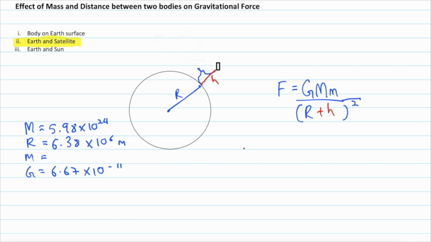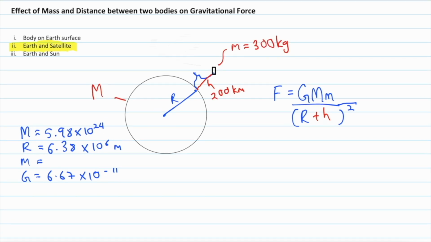Now let's add some values and figure out how we can use this formula with actual values. We know that the mass of the Earth, big M, equals 5.98 times 10 to the power of 24. The satellite has a mass of 300 kg and it's hovering 200 kilometers above the Earth's surface. Now we have to find the gravitational force acting on the satellite from Earth.